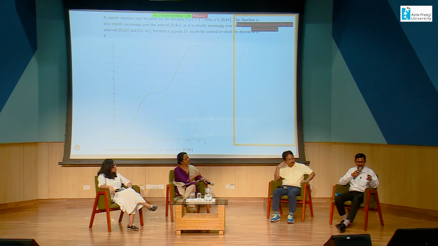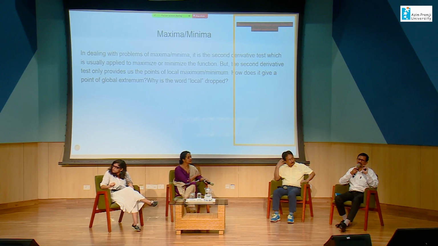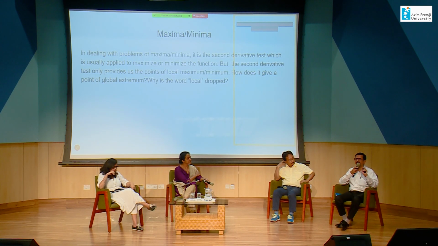So it's an example of a strictly increasing function. Similarly, in maxima and minima, when we deal with these problems, we normally apply the second derivative test to conclude that the function is maximum or minimum at a point. The second derivative test is meant for local maxima and local minima.